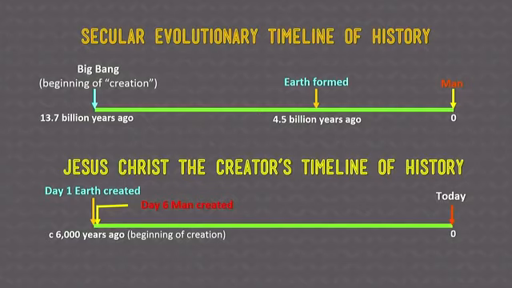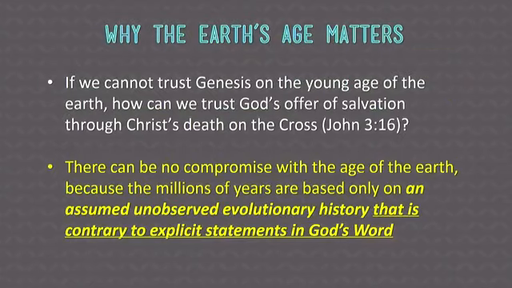Remember, the Big Bang includes the sun, and they've got the sun before the earth. No, God said, I made the earth first and the sun came later. You see, if we cannot trust Genesis on the young age of the earth, how can we trust God's offer of salvation, John 3:16? Notice that, 4 verses after the verse I just quoted. Jesus said, if you don't believe the earthly things I tell you, how are you going to believe the heavenly? For God so loved the world that he gave his only begotten Son.